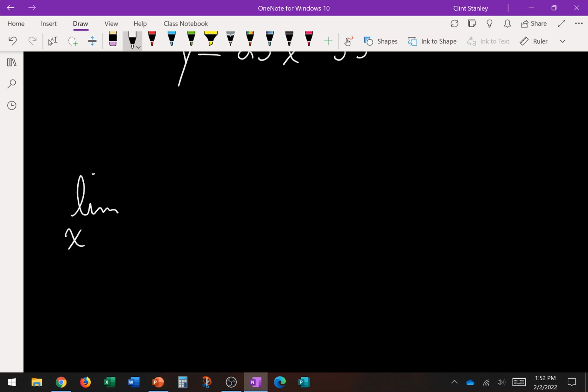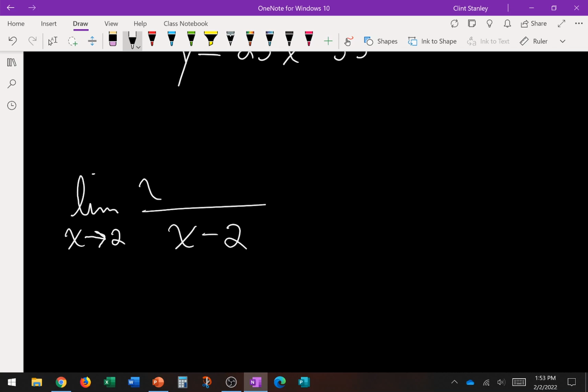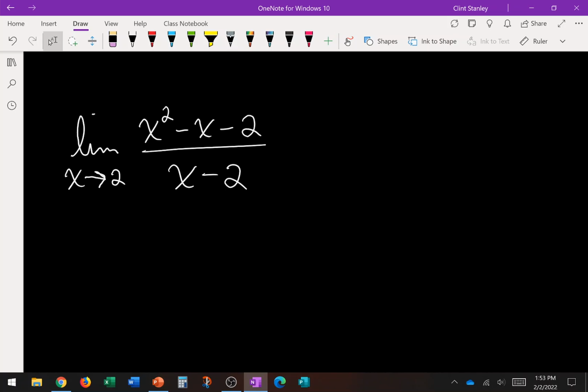Limit as x approaches 2 of something over x minus 2. What was it? X squared minus x minus 2. So if we can find this limit, then we'll define our function to equal whatever this limit is at 2, and then we'll be continuous.